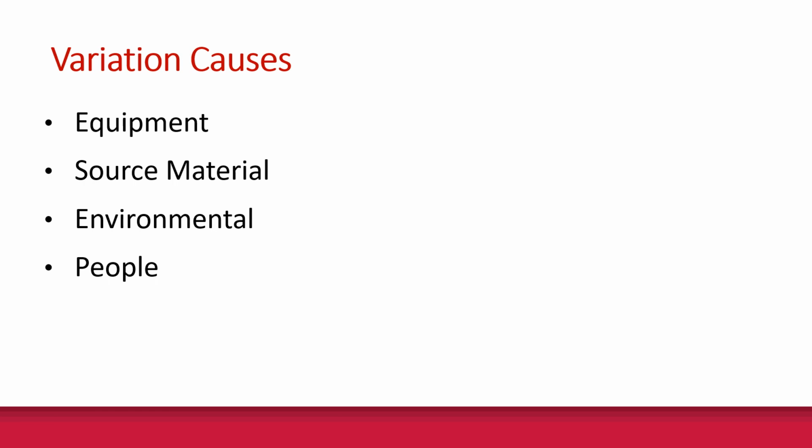There are a lot of things that can cause variation. Of course, equipment. You can have a piece of equipment that needs maintenance, a part that's starting to wear out, and that can cause variation. You can have differences in source material for the product you're actually manufacturing. For example, if you're building picnic tables out of cedar, the cedar wood itself can have variations. You can have environmental effects. Machines can perform differently in the summertime and differently in the winter. And obviously a factor as well is people.